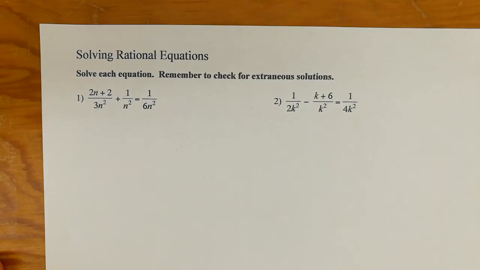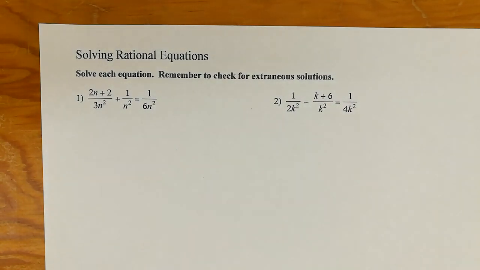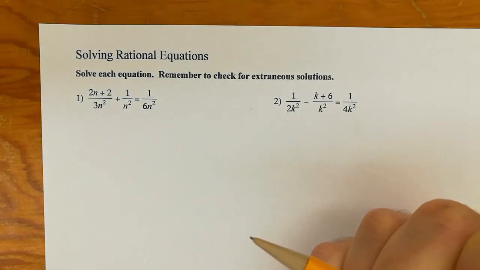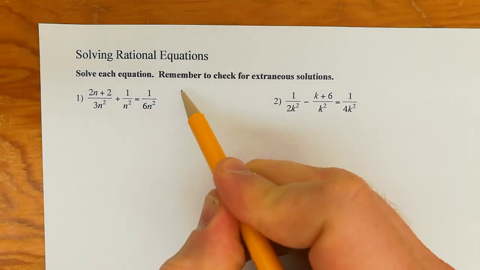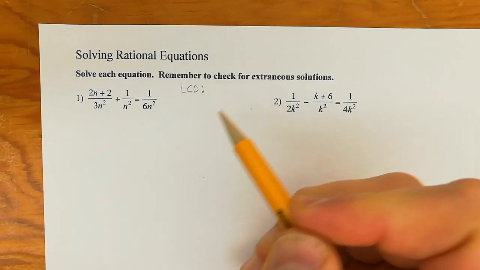What we're doing today is solving rational equations. One method to solve these is to get a least common denominator for all the fractions in the equation. So what I would do, we need to think about what that would be.